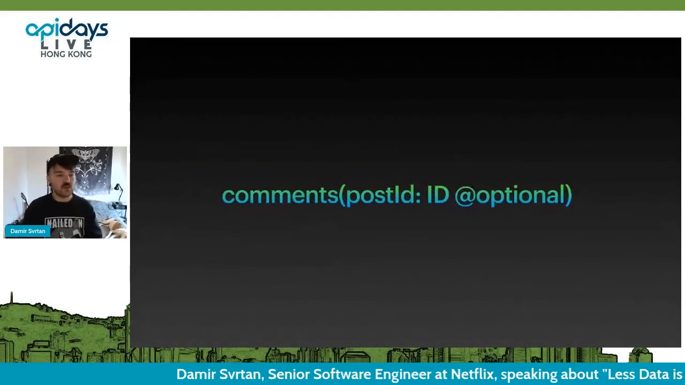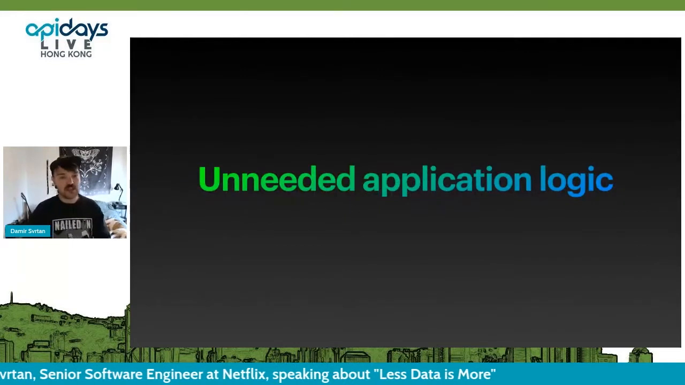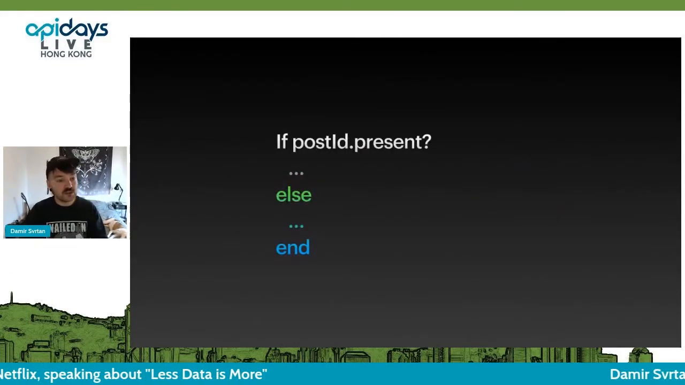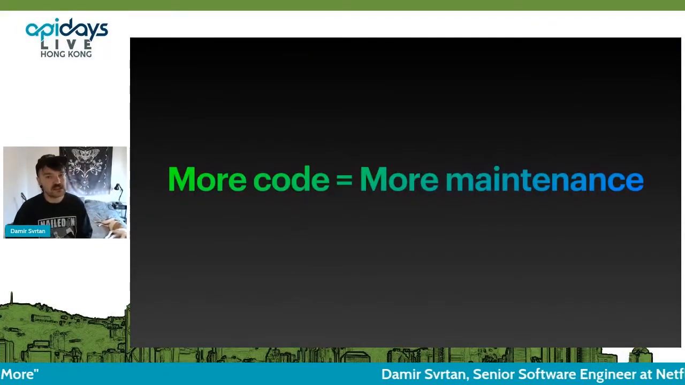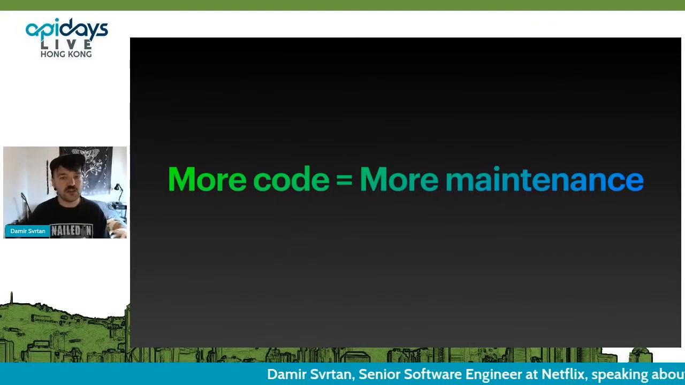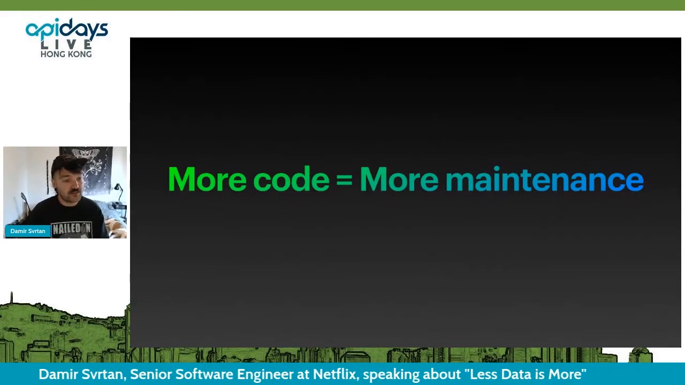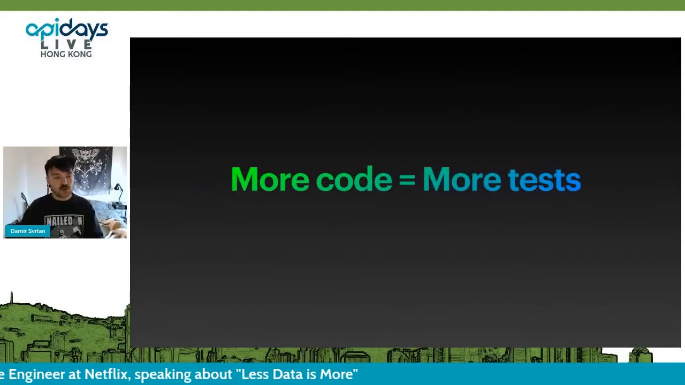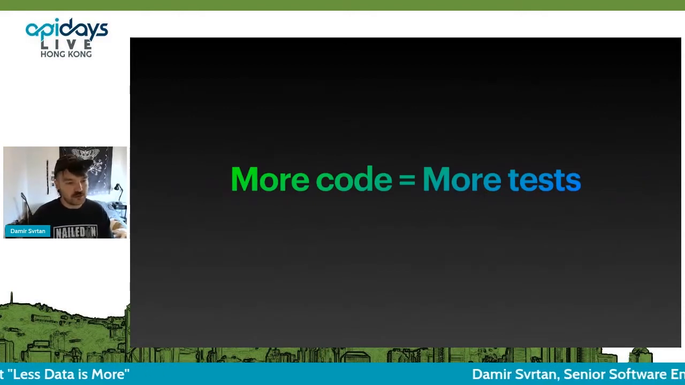Now, what do we get with this kind of an implementation? We got unneeded application logic. We need to handle both cases, when there is a post ID and when there isn't a post ID. And more code in general means more maintenance. Anytime you change some commenting logic, you need to reflect that in both scenarios. And what about caching? Are you going to have two strategies for each of these? And then more code means more tests, because you've got to test both cases out to make sure that your product is working properly.